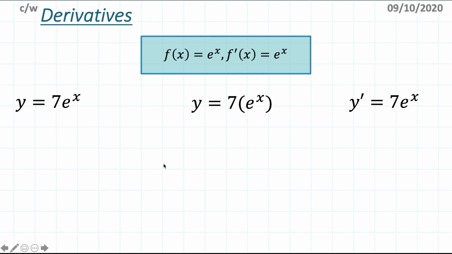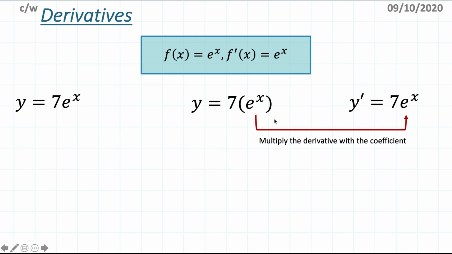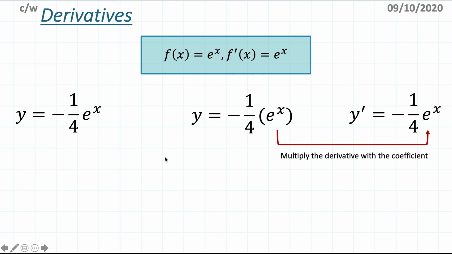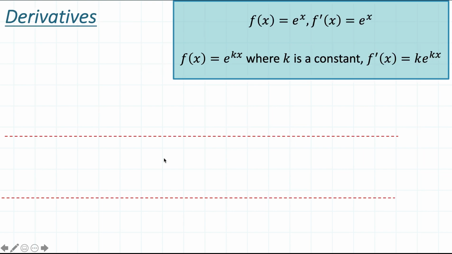It seems a bit weird, but you'll get used to it in a bit. So we multiply the derivative with the coefficient, and the derivative is just e to the power of x. And we can do the same thing here. You can pause and try it yourself, but it's the same concept. You just split it from the e to the power of x, and the derivative of e to the power of x is just e to the power of x.